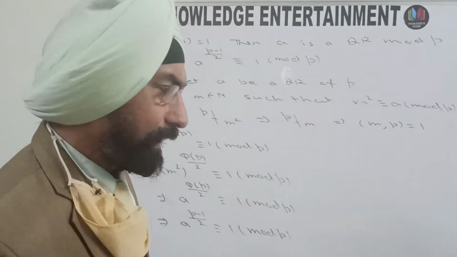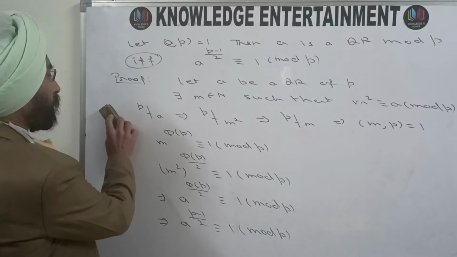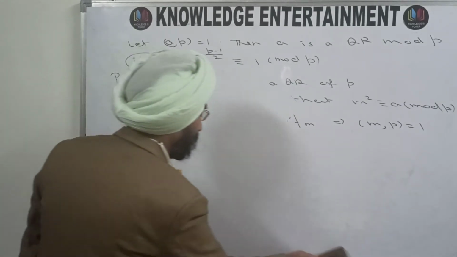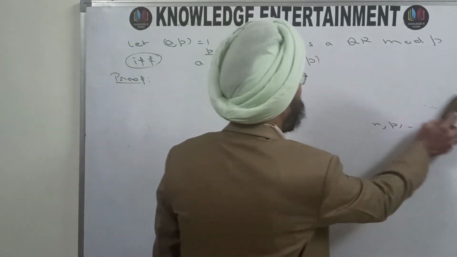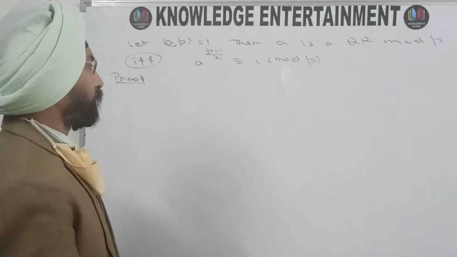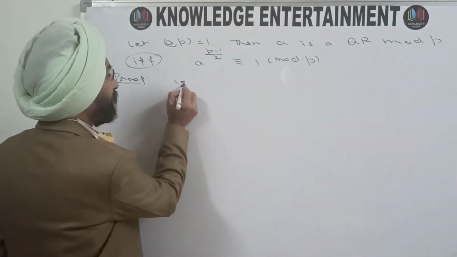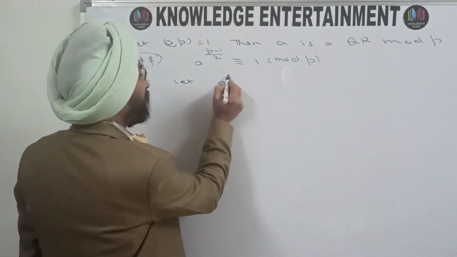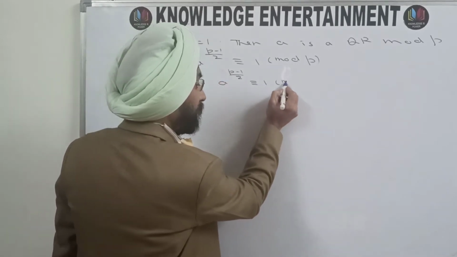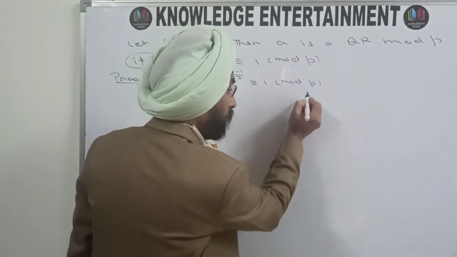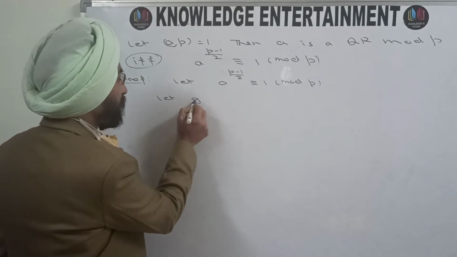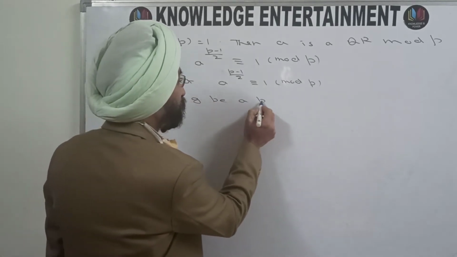So this is the direct part, and let us see now how to prove the converse. That means if a raised to the power (p minus 1)/2 is congruent to 1 modulo p, then a is a quadratic residue modulo p. So for the converse part, let a raised to the power (p minus 1)/2 be congruent to 1 modulo p. Let g be a primitive root.